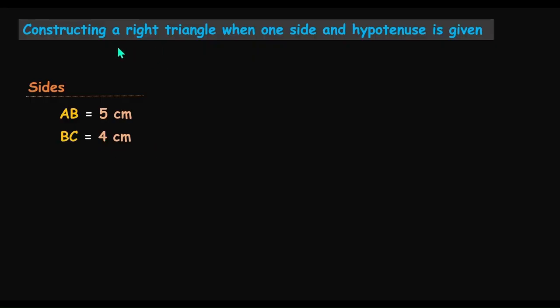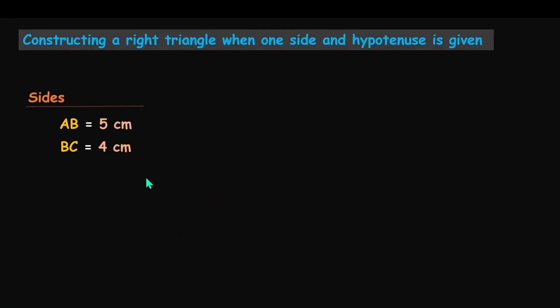And since we know it is a right triangle, we also know that one angle would be 90 degrees. And that angle would be opposite to the hypotenuse. Now we know that the hypotenuse is the longest side, so AB is equal to 5 centimeter. And since A and B lie on the hypotenuse, clearly angle C would be the one having 90 degrees. So angle C is equal to 90 degrees.